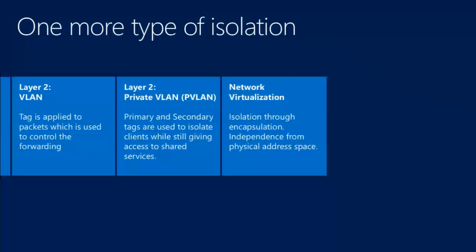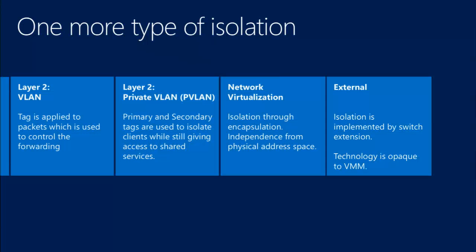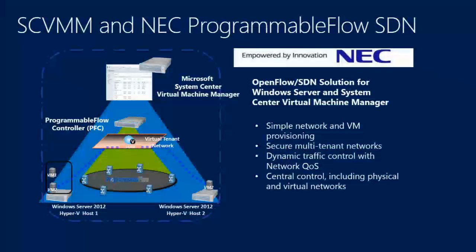Next thing I want to talk about is, I mentioned all these types of isolations. There's actually one more type. And if you are using a forwarding extension on your virtual switch, you have the ability to do external isolation. A forwarding extension can actually implement its own isolation. VMM doesn't care what technology is used. The switch itself can basically say, I want to create an isolated network. It's opaque to VMM.